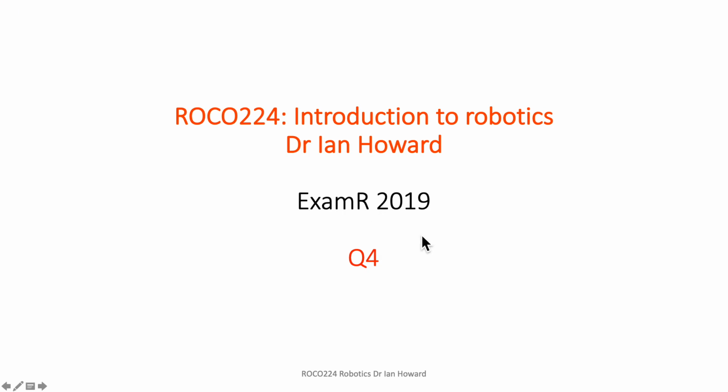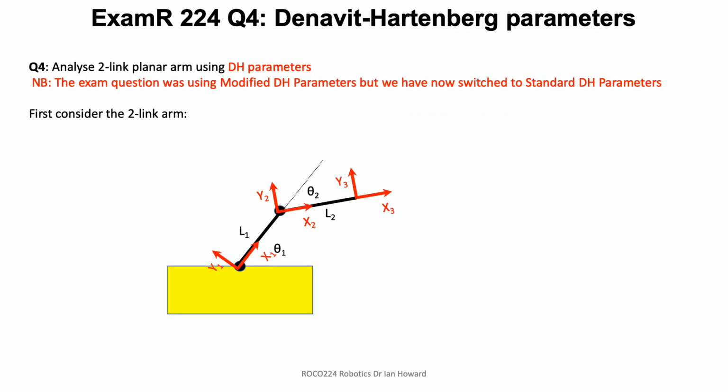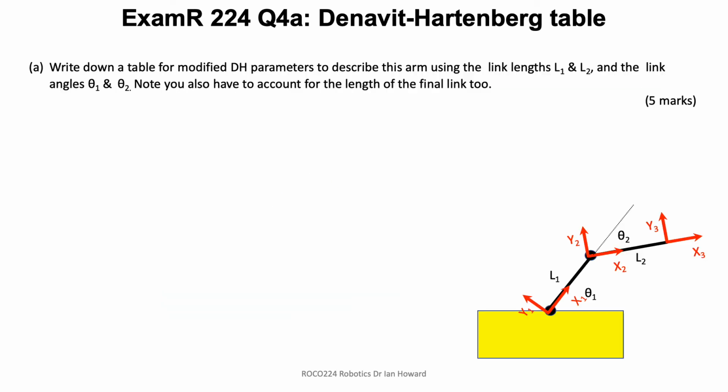So here's question 4 from 2019, and this question is concerned with analysing a two-link planar arm using Denavit Hartenberg parameters. Originally it was set up in terms of asking you for modified versions of the parameters, but we're going to use the classical ones here. First of all, we see that the arm has two sections. The first link is of length L1 and has an angle of θ1, and the second link has an angle θ2 and a second length L2 associated with it.